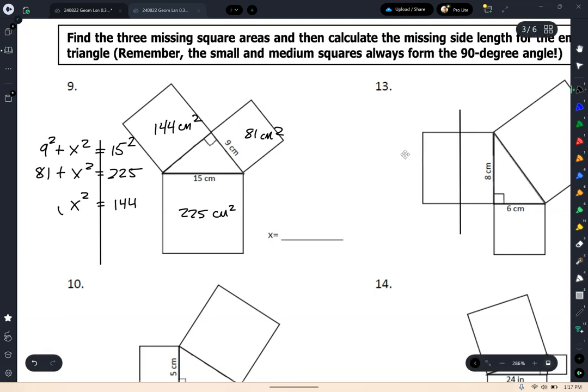And then we can ask the square root question of both sides of our equation to find the length of our side.